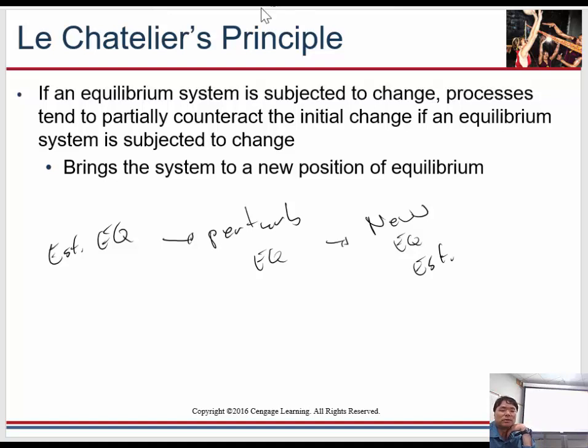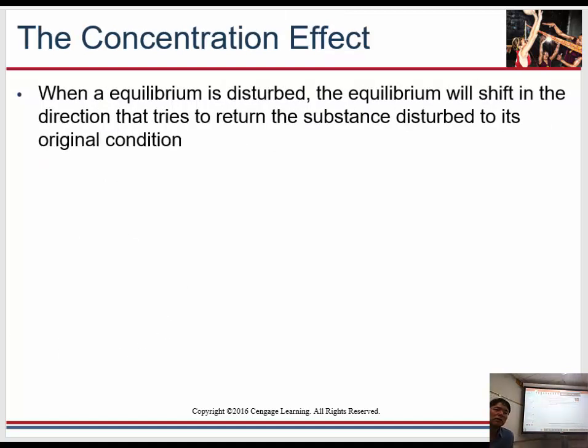This is Le Chatelier's principle. Le Chatelier's principle says if an equilibrium system is subjected to change, processes tend to partially counteract the initial change, bringing the system to a new position of equilibrium. In other words, we upset the equilibrium and then it reestablishes. And what they're saying here is that the changes are kind of opposite of the perturbation.